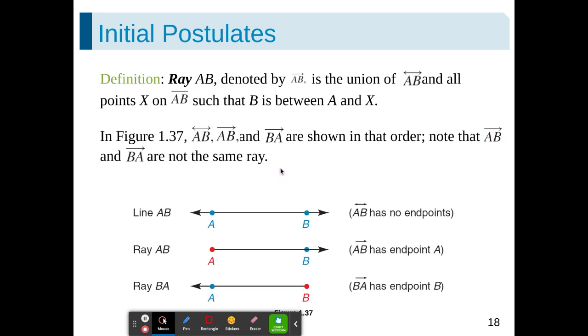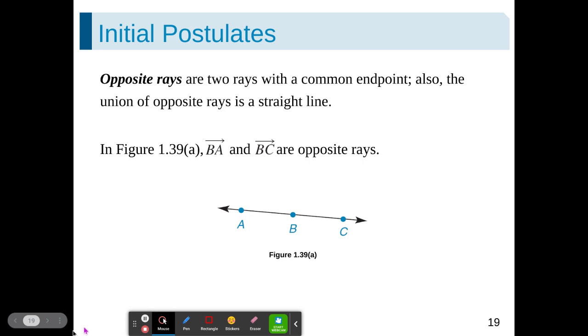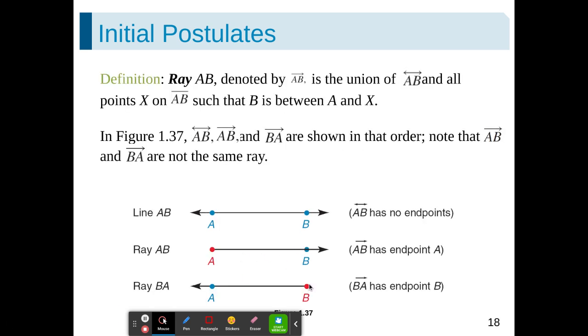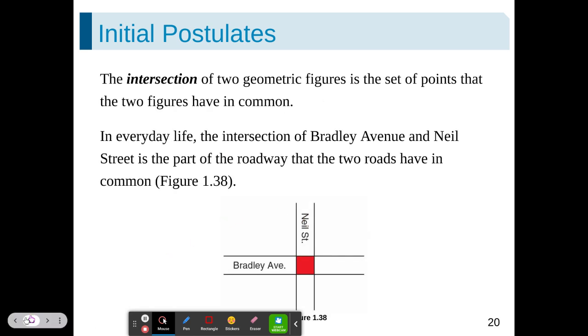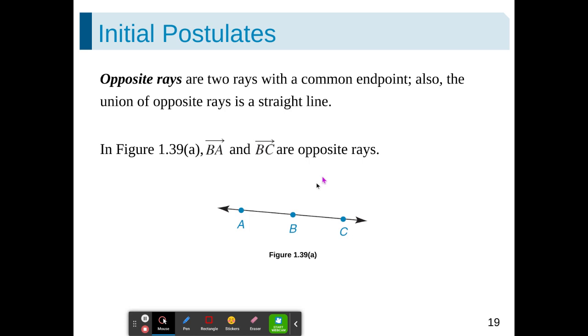A ray, the difference between a ray, a line segment, and a line, is that a ray starts at one of the vertices and continues on through the other one. So it has an endpoint that continues on through the other point. It could be ray AB, or it could be ray BA. Opposite rays: if we have a point B that is collinear with A and C, with B in the middle, then we can say that we have ray BA, which would be opposite ray BC.